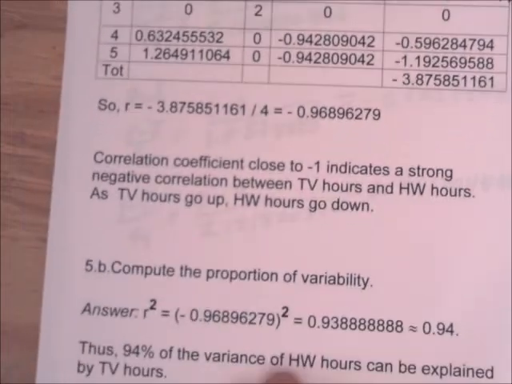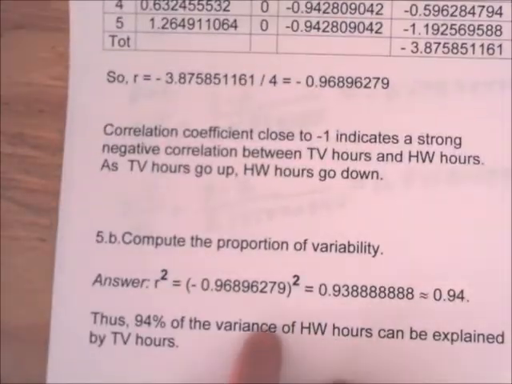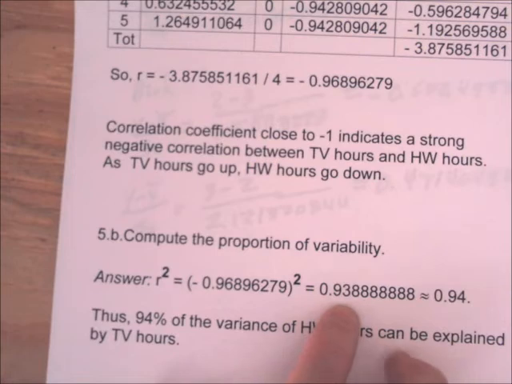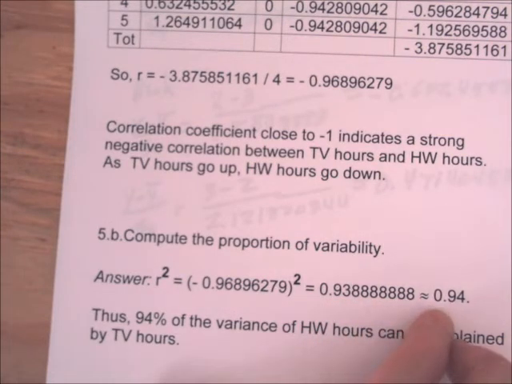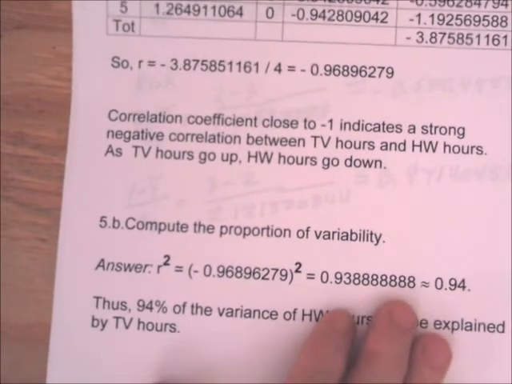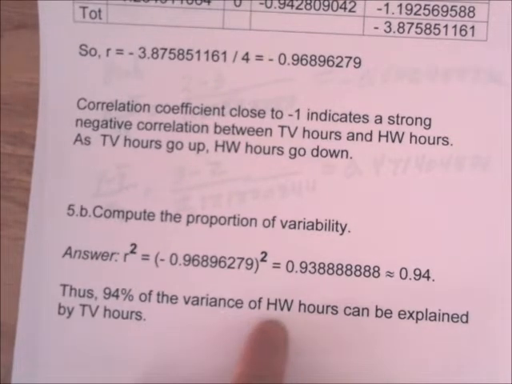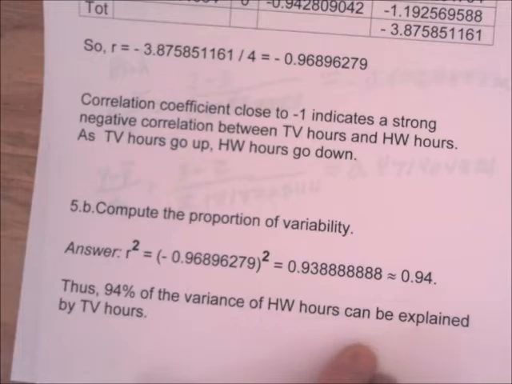There's also, I mentioned before, that R squared is called the proportion of variability. If you square that, you're squaring the minus sign also, so negative times negative is positive. You end up with 0.938 something, or approximately 0.94. And that gives you the percent of the variance of the y variable that's explained by the x variable. So in this case, 94% of the variance of homework hours can be explained by TV hours.